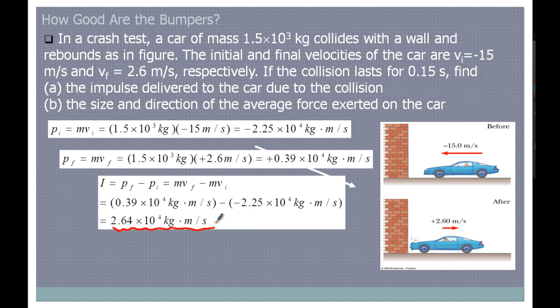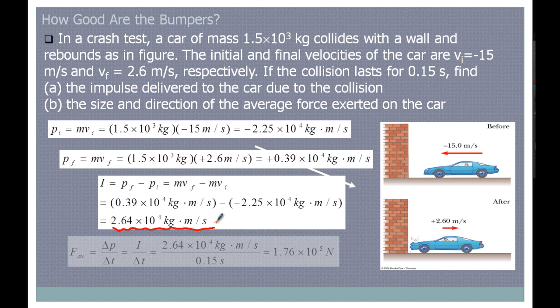So now we're going to find the average force. Pretty easy. Remember, force times delta t equals I, so we have to bring that delta t over here. And therefore we take our impulse, which we found in part A, divided by our time, and you get 1.76 times 10 to the 5 newtons.